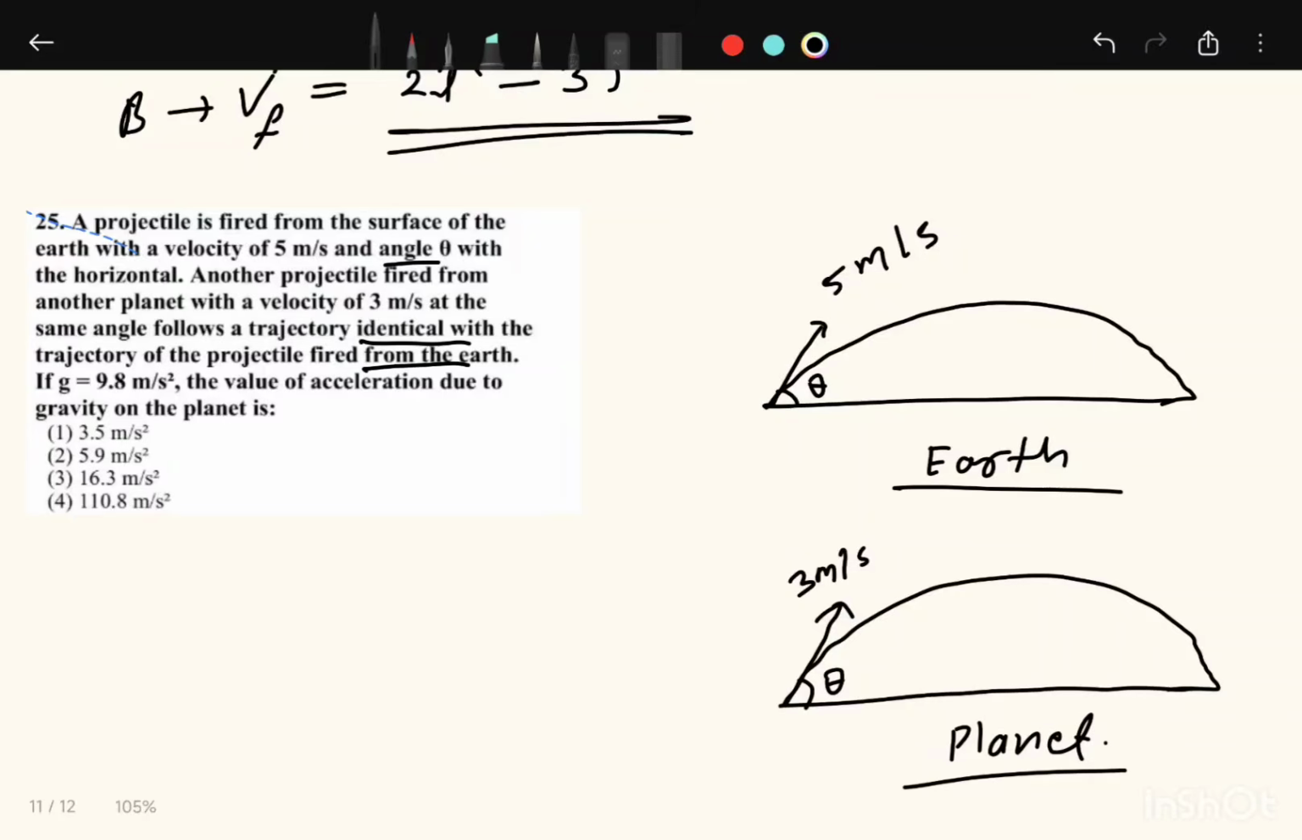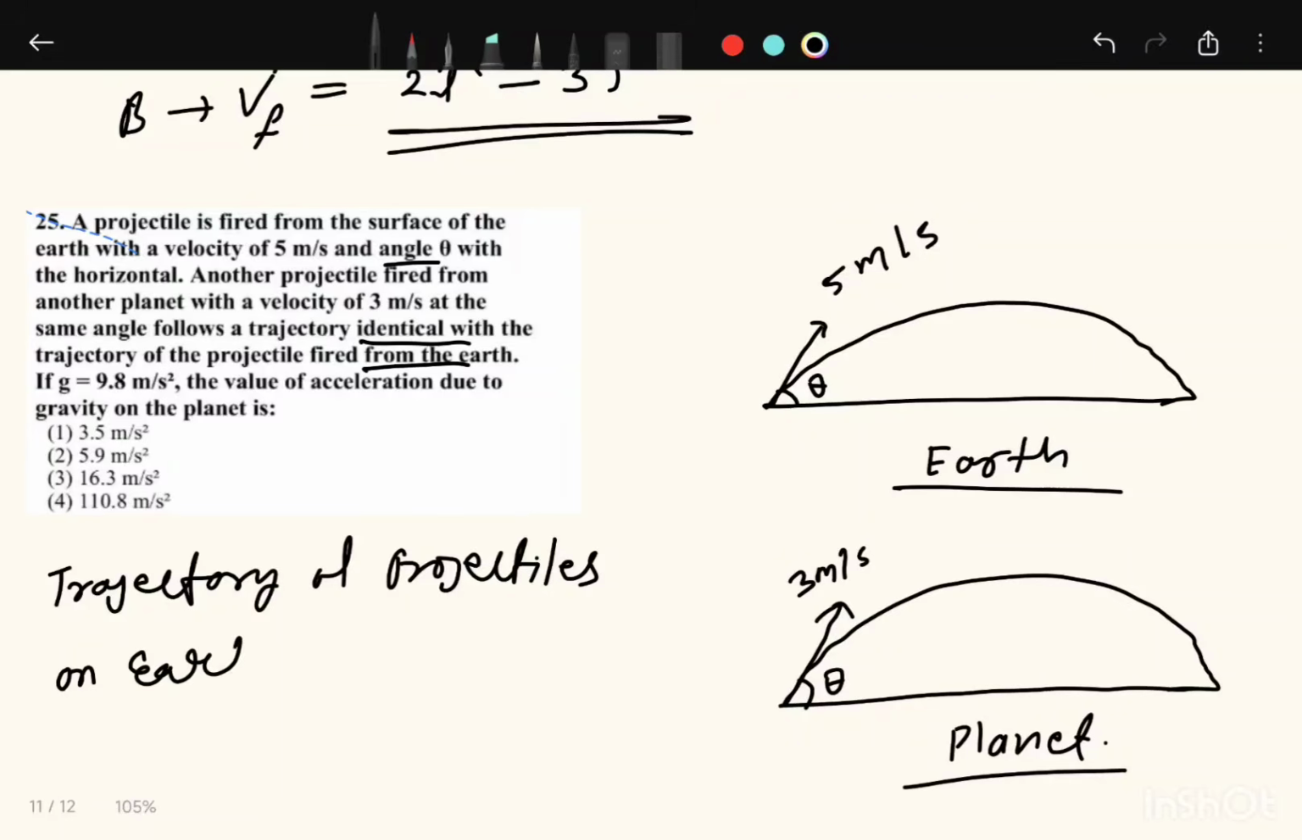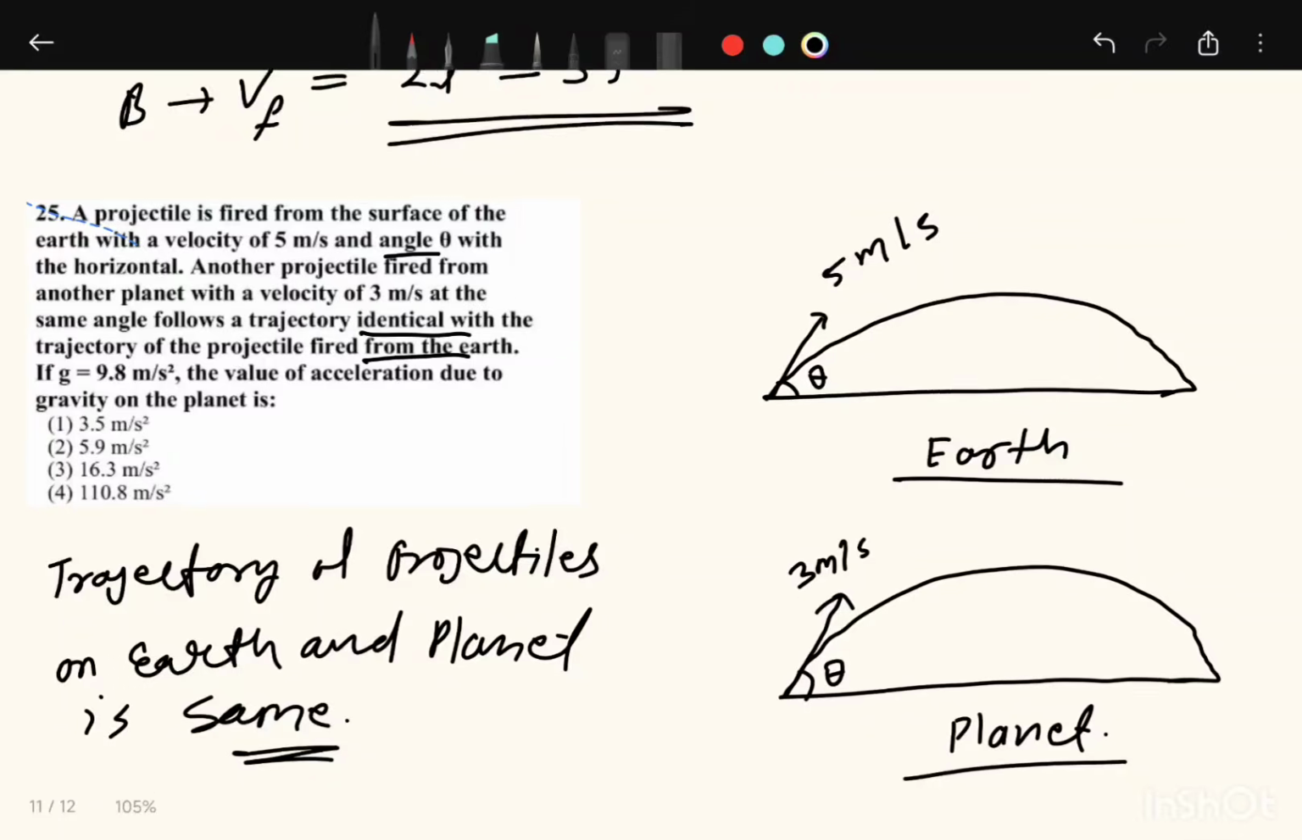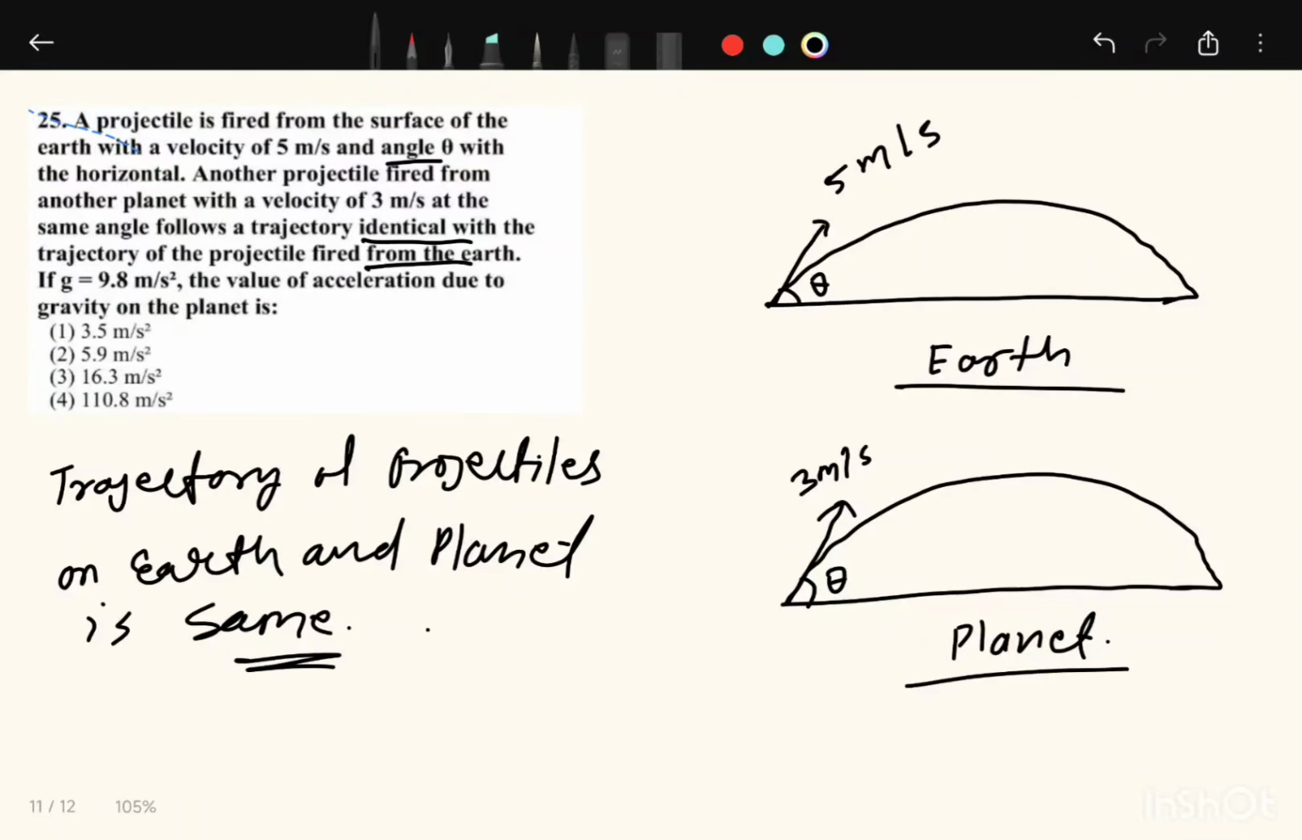Okay, trajectory, right? The question is saying the trajectory of projectiles on Earth and on the planet is the same, right? And also the angle of projection theta is the same, right?